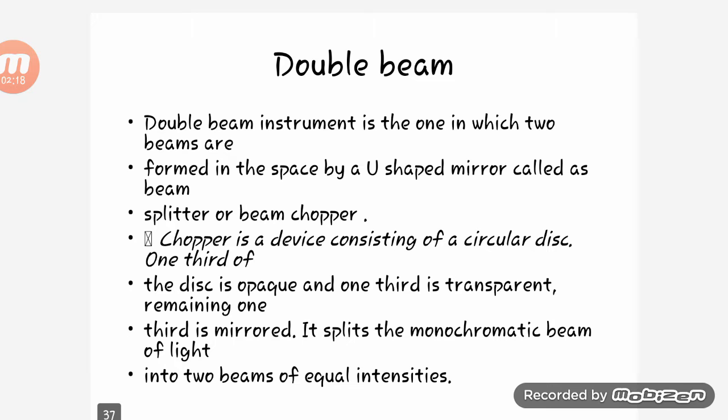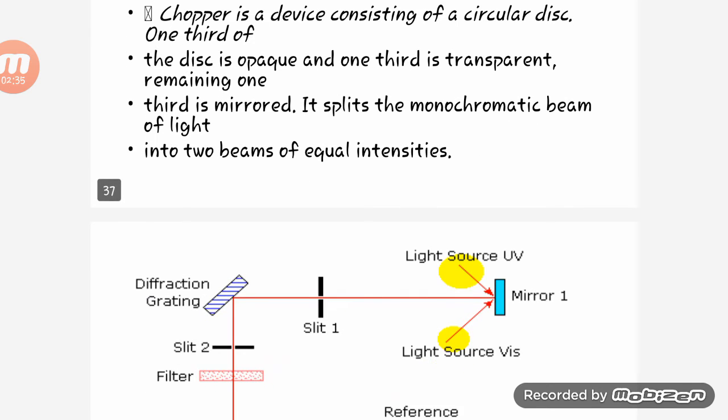The chopper is a device consisting of a circular disc. One third of the disc is opaque, one third is transparent, and the remaining one third is a mirror. It splits the monochromatic beam of light into two beams of equal intensity.